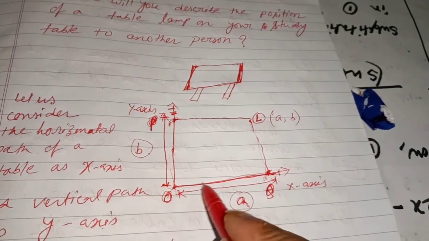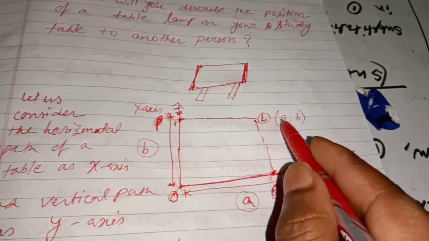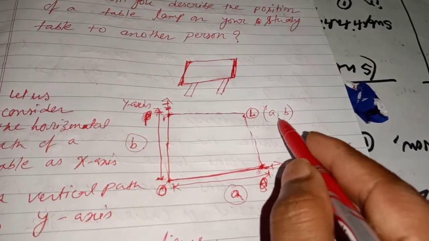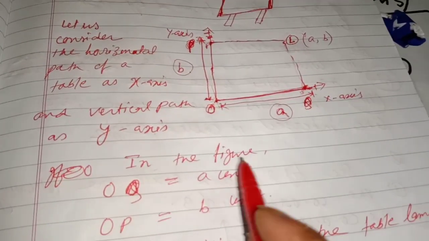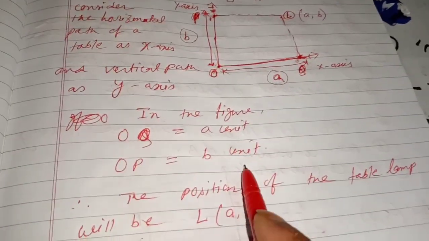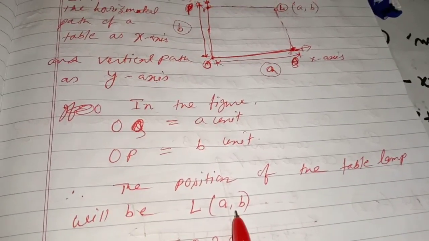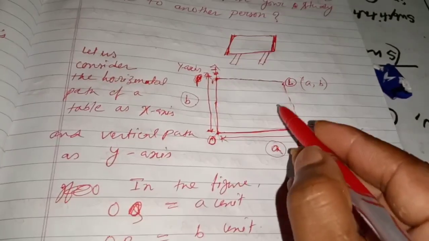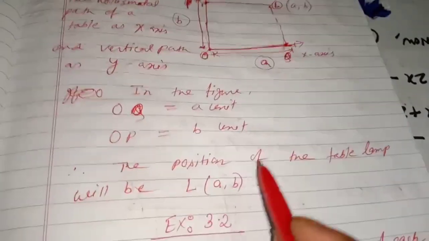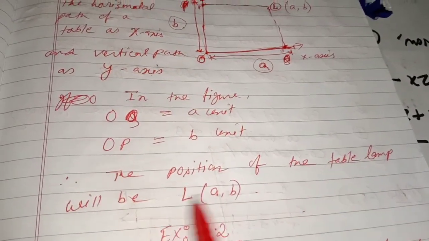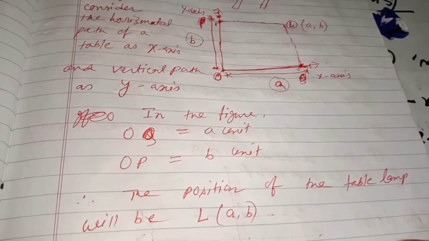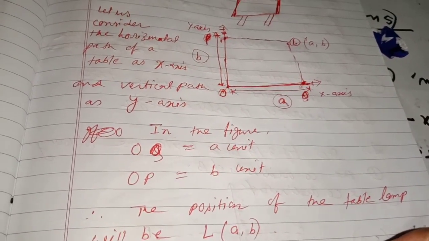AB. Value of this abscissa and this is what? Ordinate. Then coordinate of L is what? AB. Means geometrically explain like that. So, we can, in the figure, OK is A unit and OP is B unit. The position of the table length will be what? LAB. Don't forget L is the position of the length. So the position of the table length will be LAB. So like this you can explain. I hope all of you understood.